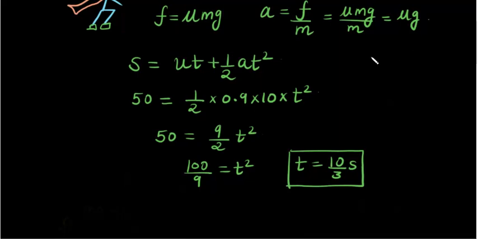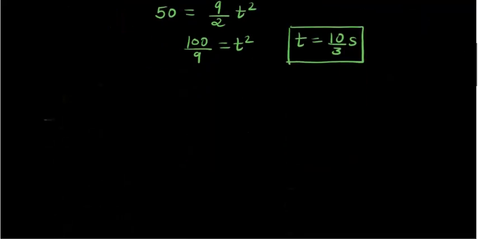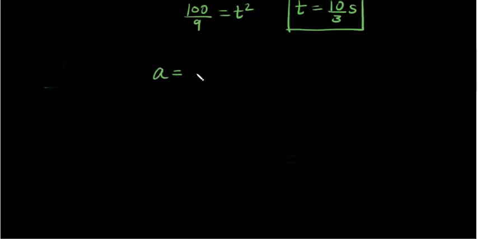Now the next question is: suppose he takes exactly this minimum time to complete the 50 meters. Then what minimum time will he take to stop? For minimum time to stop, the acceleration would be simply minus μg, because we have to have maximum deceleration. If Superman has to stop, the maximum deceleration possible is minus μg, right?